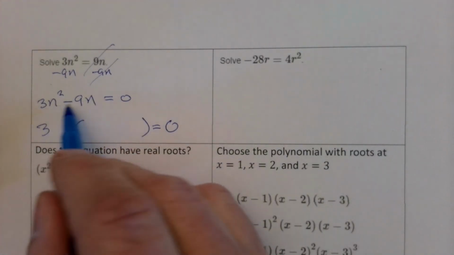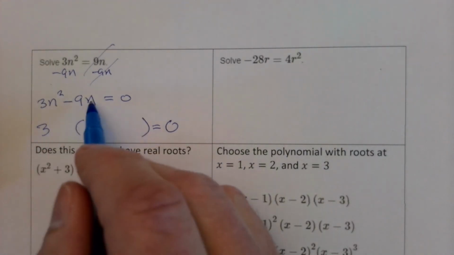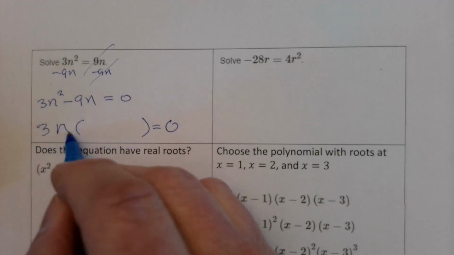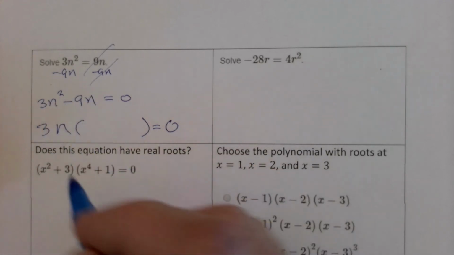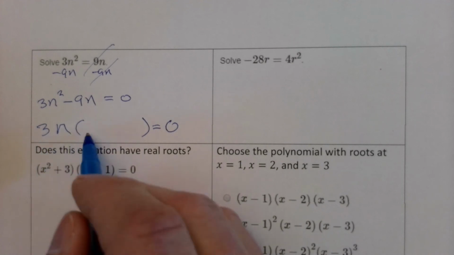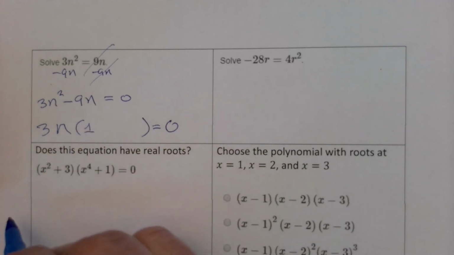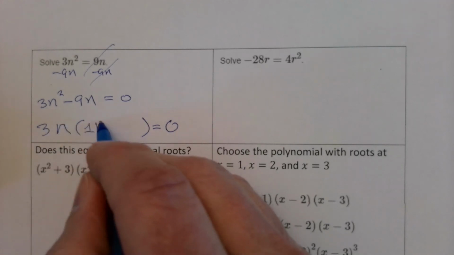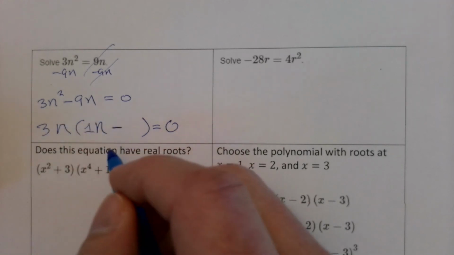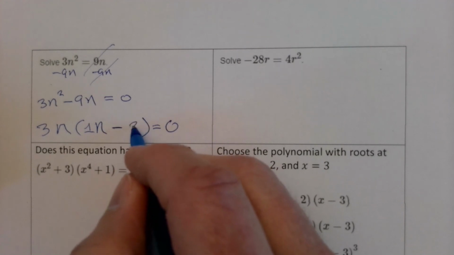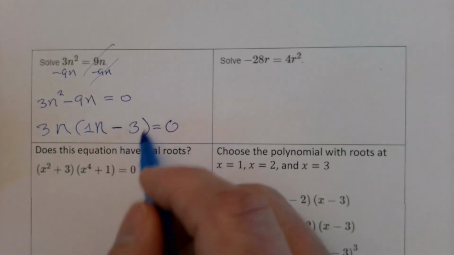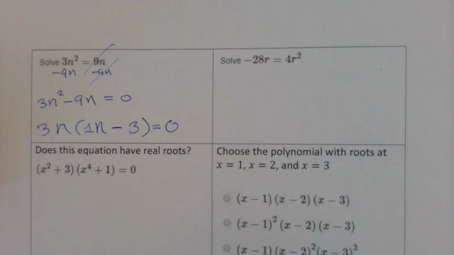Also take out 1n, because this has an n and this has 2. The smaller number of n's is the one that can come out. So 3 times what makes 3? 1. Do we have enough n's here to get to n squared? No, we need one more n. And then over here, all you need is a number 3, because 3 times 3 makes 9. You don't need additional n's here.